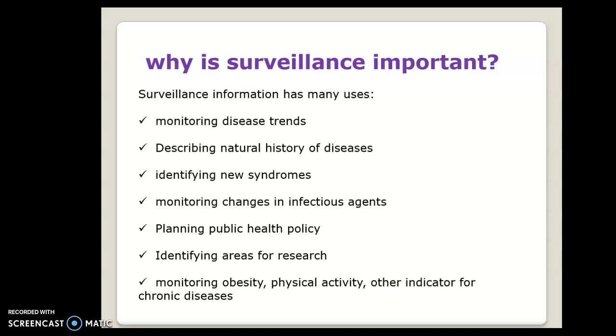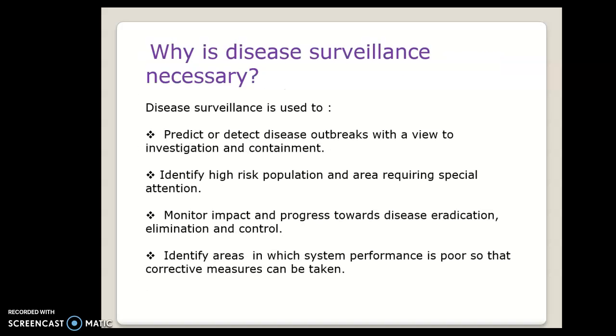So why is surveillance important? Surveillance is important for monitoring the disease trend, describing the natural history of the disease, identifying new syndromes, monitoring changes in infectious agents, planning public health policy, identifying areas of research, and monitoring obesity, physical activity, and other indicators for chronic disease.